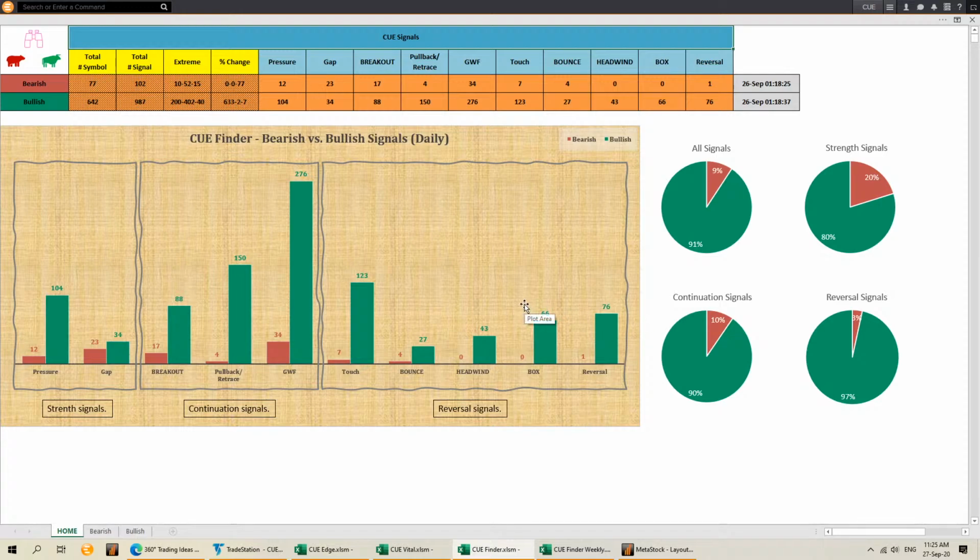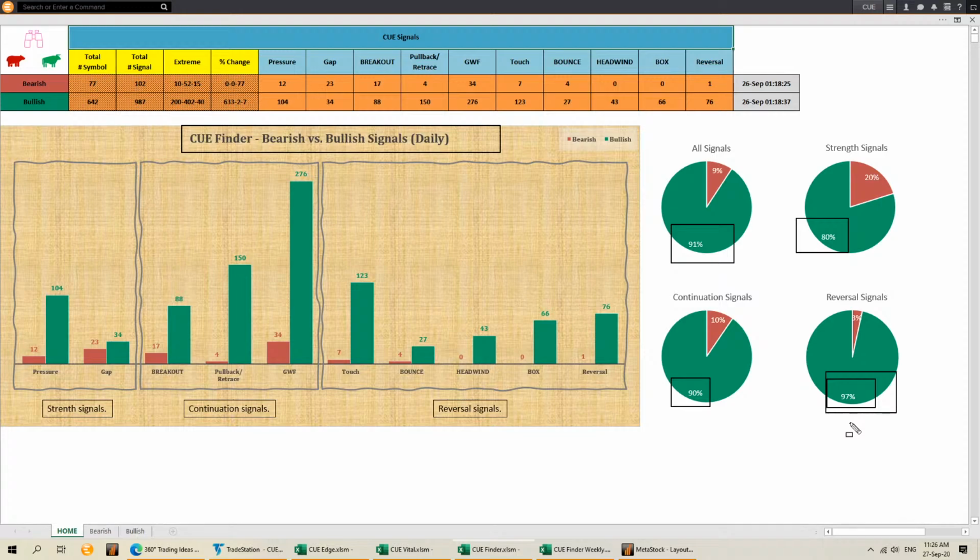Therefore we would expect the daily Finder picture to be bullish. Friday the market was stronger, so the daily Finder picture on Friday was also bullish, and strongly so. 91% of all signals bullish, 80% strength signals, 90% trend continuation, and 97% very high reversal signals. And we saw several stocks like Tesla reverse from memory support. We saw QQQ reverse from memory support.